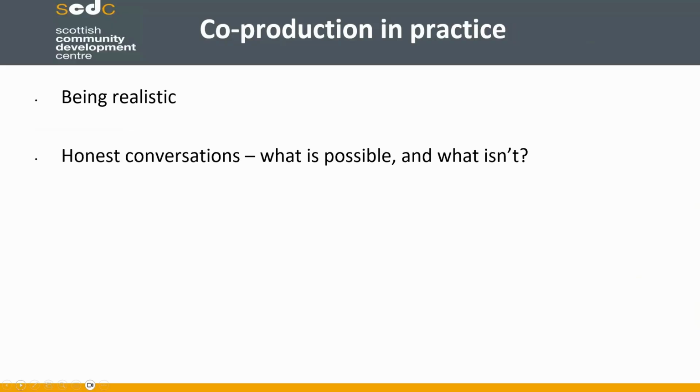So into co-production in practice, it's really important that we start co-production by being realistic. We can't promise the moon on a stick. So it's about really thinking about what's there, having those honest conversations with people, what's possible and what isn't. We know there are a number of challenges in our public finances and our community and voluntary sector finances that sometimes we just don't have the resources to do that. And that can be a really difficult but honest conversation to have.